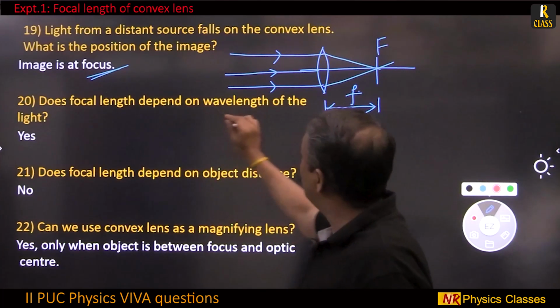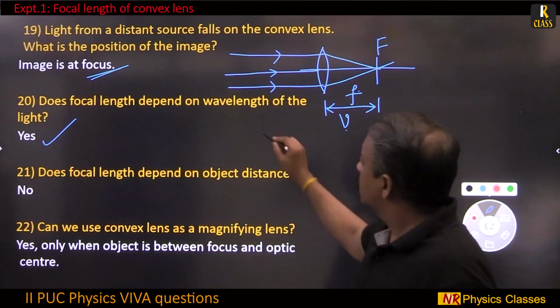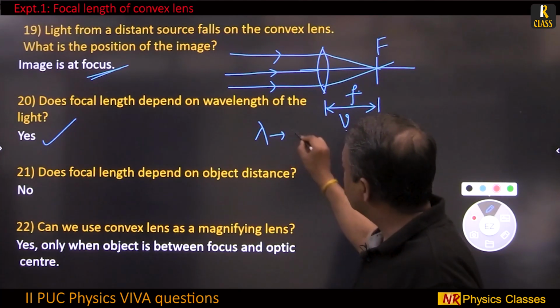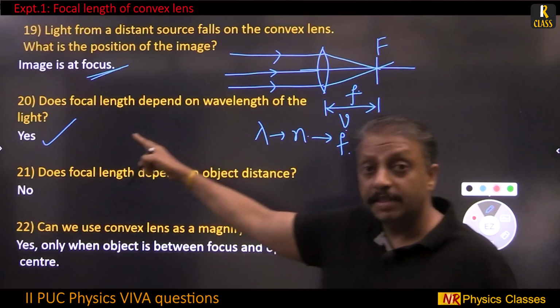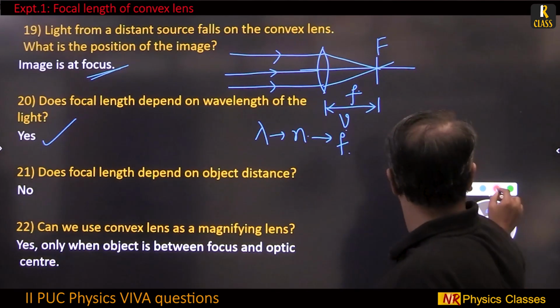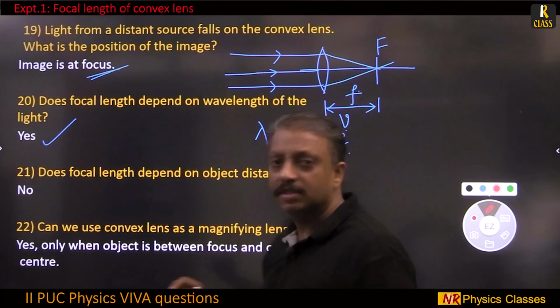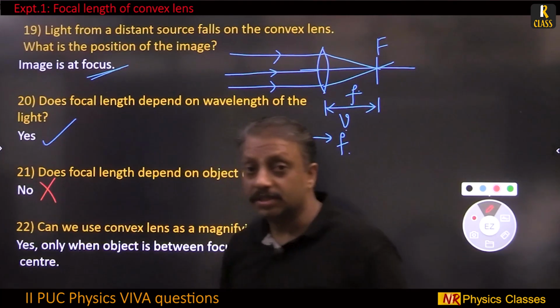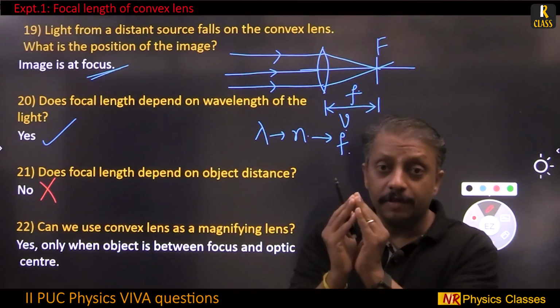Does focal length depend on wavelength of light? Yes. Wavelength affects refractive index. Refractive index affects focal length. Does focal length depend on object distance? No, it doesn't depend on object distance. It depends on the lens, surrounding medium, radii of curvature.